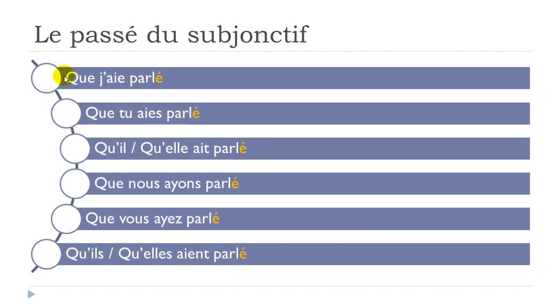Okay? So que j'ai parlé, que tu aies parlé, qu'il ait parlé, qu'elle ait parlé, que nous ayons parlé, que vous ayez parlé, qu'ils aient parlé, qu'elles aient parlé. Alright, so that's the passé du subjonctif for the verb parler, to speak or to talk.